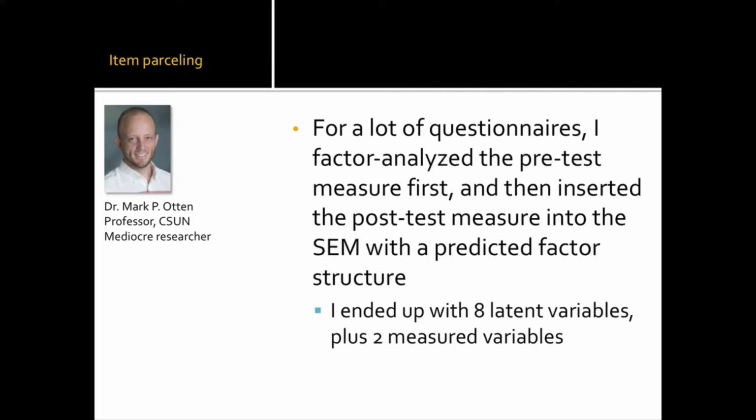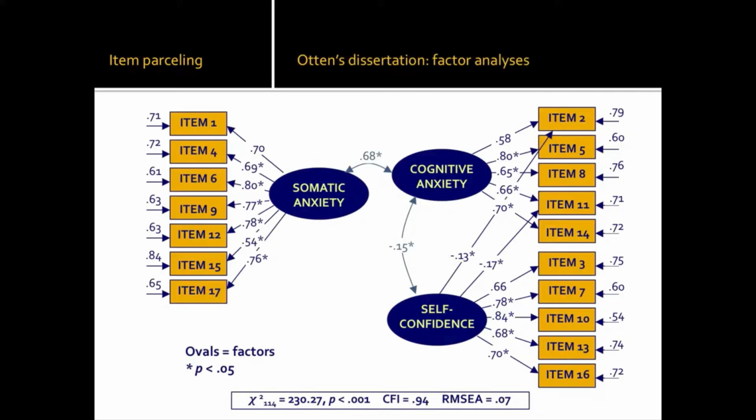Okay, so this is what I was talking about with factor analyzing at pretest and then inserting the post-test measure into the SEM. But I did end up with 8 latent variables, so even doing this, I still had 8 latent variables at post-test, and so I had a lot of decisions to be made regarding those. So this is what one portion of the model looked like. This was just the anxiety portion.